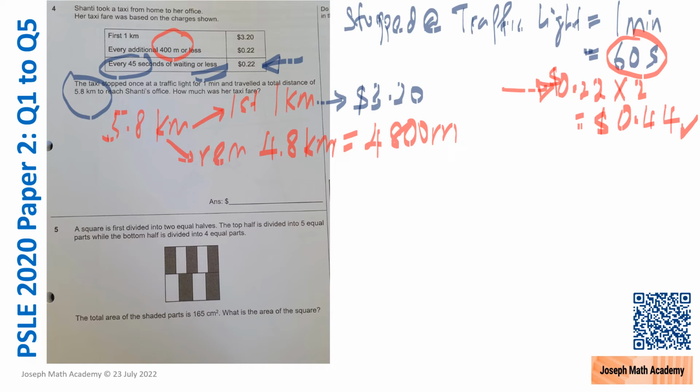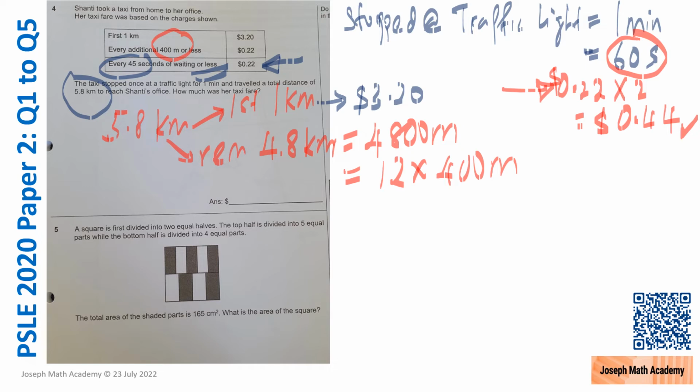So 4,800 meters has many 400 meters in it. Let's find out how many 400 meters there are in 4,800 meters. It's actually a set method. So 4,800 meters is actually made up of 12 sets of 400 meters. Now, how did I get 12? You just take 4,800 divided by 400. You will get 12 sets of 400 meters.